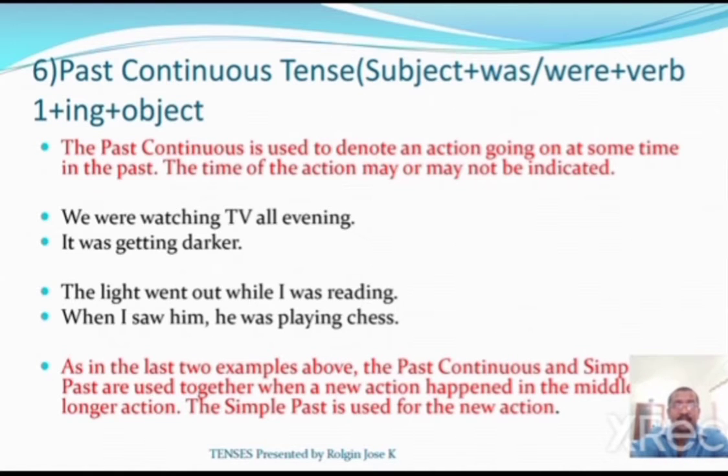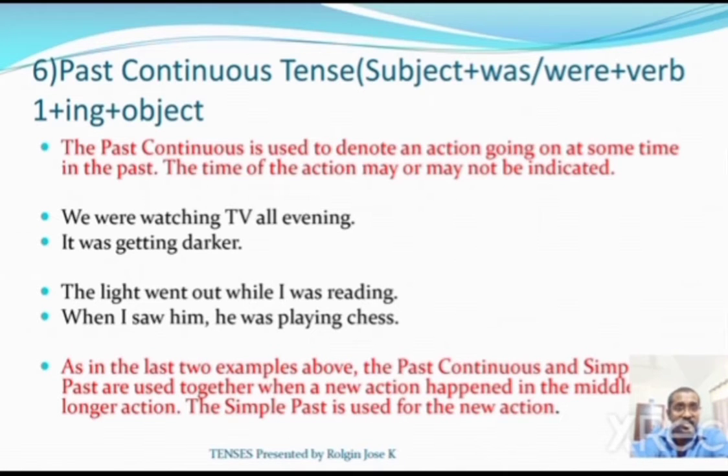The past continuous is used to denote an action going on at some time in the past. The time of the action may or may not be indicated. We were watching TV all evening. It was going on continuously all evening. It was getting darker. The light went out while I was reading. When I saw him, he was playing chess.